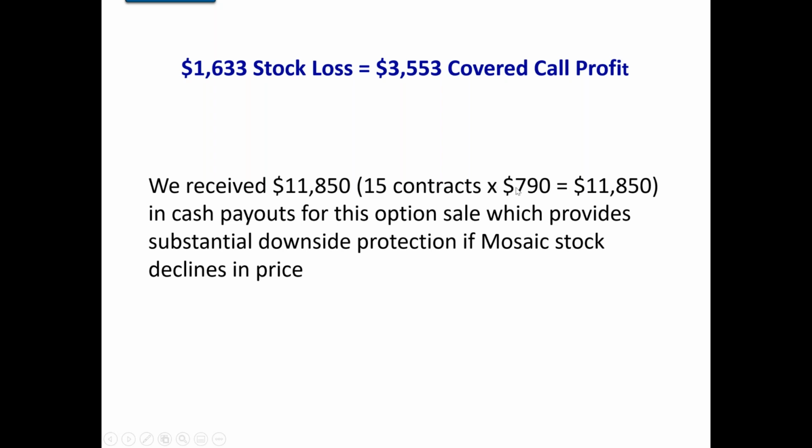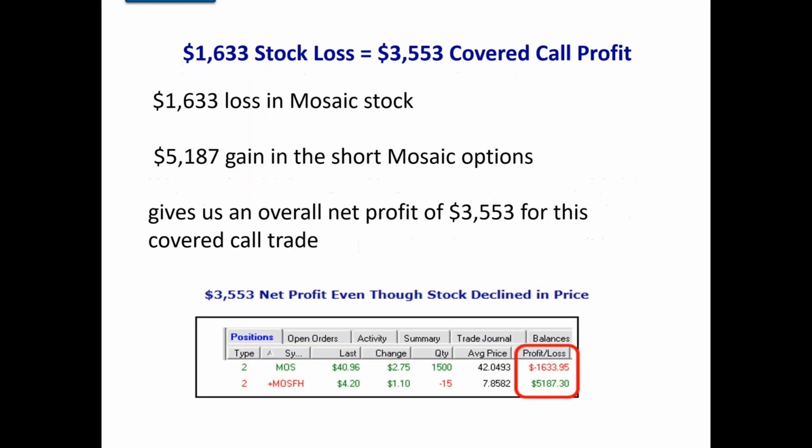Average price was $790. So we collected the $18,850, and of course that provides downside protection if Mosaic stock declines in price. So this is an example of a covered call where we lost money on the stock, but made money on the covered call because of the short option.